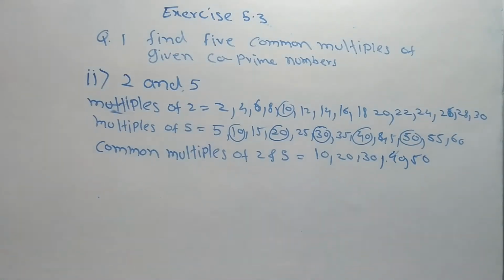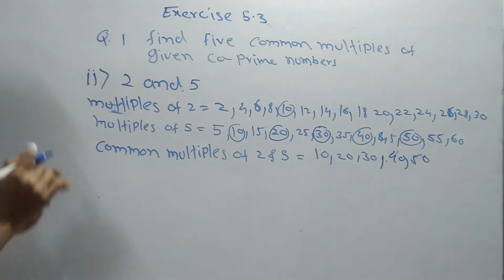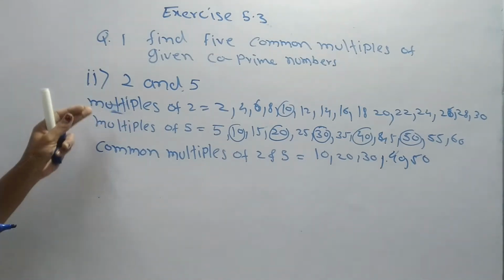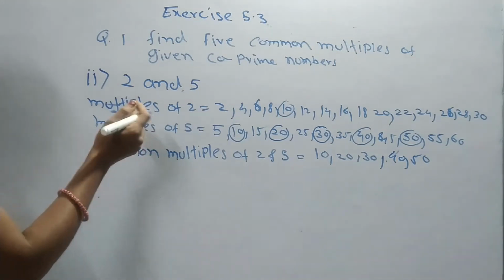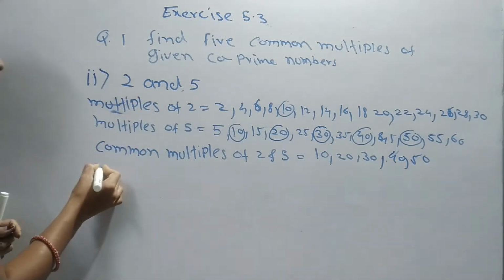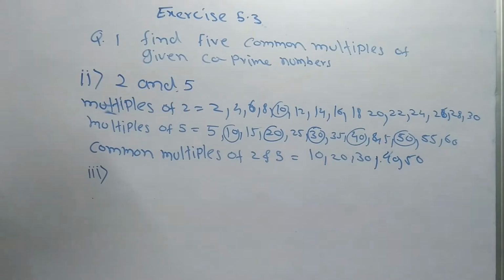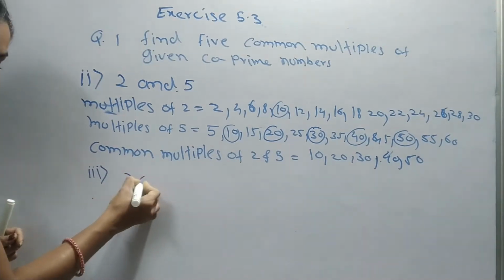Let's solve. In this way, the common multiples of any co-prime numbers are the multiples of the product of those two. Let's solve one more example.